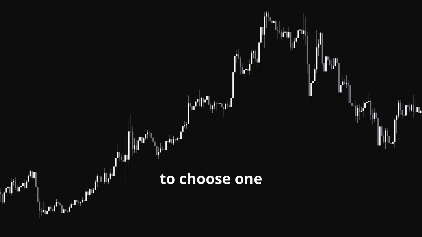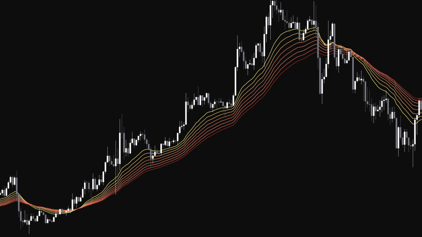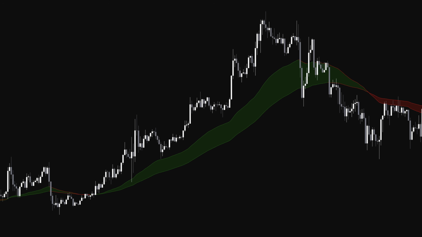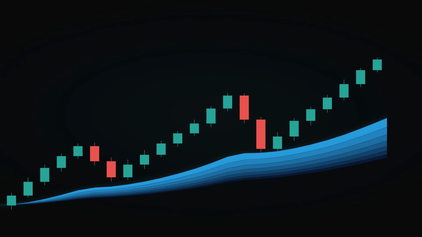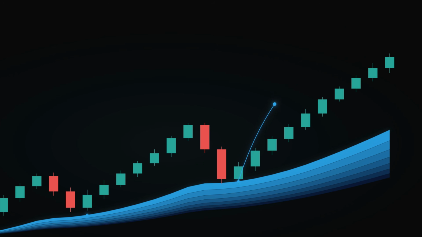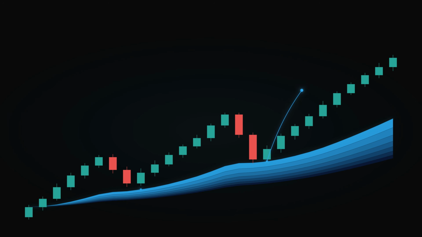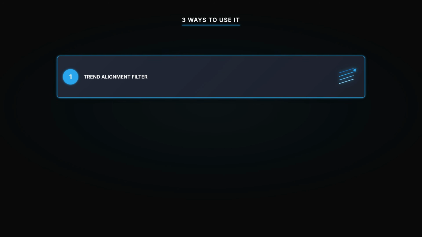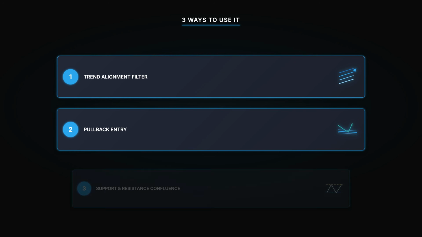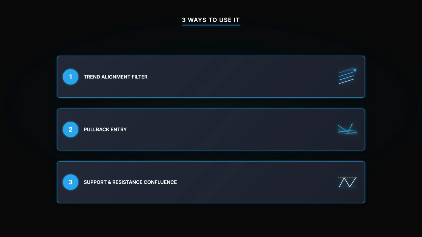If I had to choose one tool on TradingView, I'd go for the moving average ribbon. I think any ribbon works way better than any single moving average, because it has all those layers the price often reacts to, and it works like a rubber band in trending markets. Today we'll review 3 ways of using it: the trend alignment filter, the pullback entry, and support and resistance confluence.